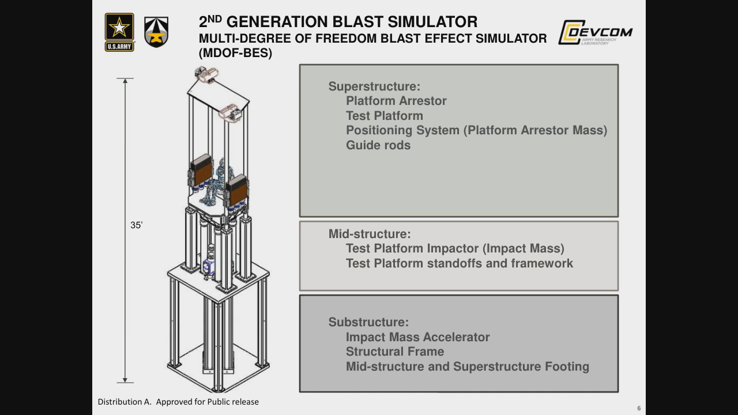So here, in a nutshell, is an early rendition of the second gen blast simulator, and it's very similar to the first generation machine in the means of propulsion, how the pulses are modulated in both duration and amplitude. But what is different about this machine is the presence of these arrestor masses, shown in brown on the sides of the test platform.